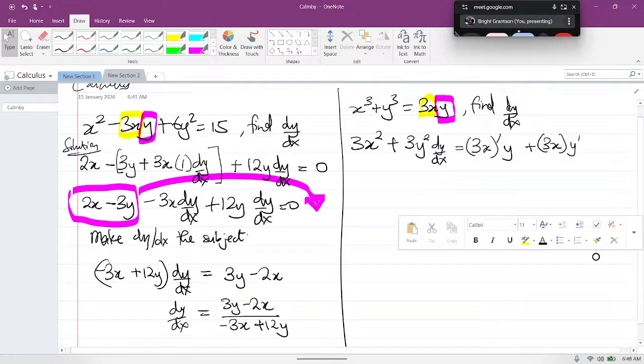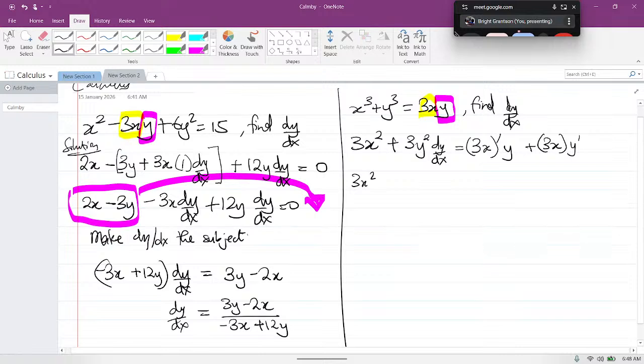Are you okay? Yes, sir. So let's create this part: 3x squared plus 3y squared dy/dx equals, when you differentiate 3x, what will you get? You get 3, then you attach the y, plus you don't do anything to the 3x, but you differentiate the y. What do you get? You get 1, then you attach dy/dx.